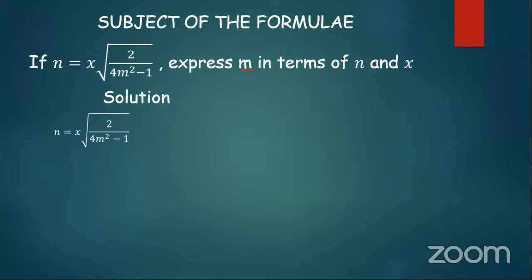So what we do, we begin by dividing by x, such that the term in the square root remains on one side of the expression. So when we divide by x, we have n divided by x. Of course, this x will cancel out, so we remain with the root of 2 divided by 4m squared minus 1. So who can tell us what we are going to do after this?